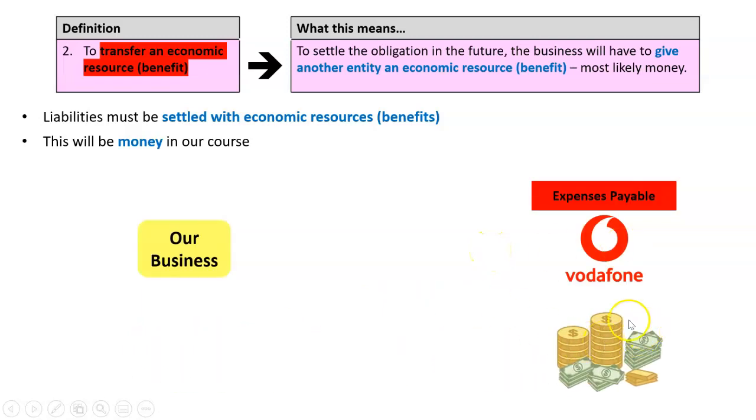With money. Just also, this is a picture of physical cash. We don't mean necessarily physical cash. It could be a bank transfer, BPAY, that sort of thing too. But it's the same thing. It's all settled with money.